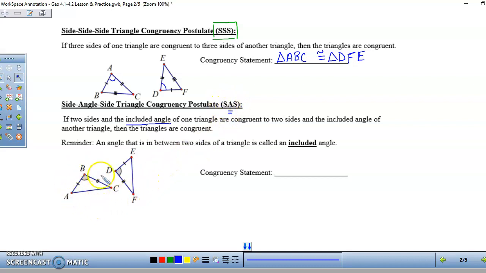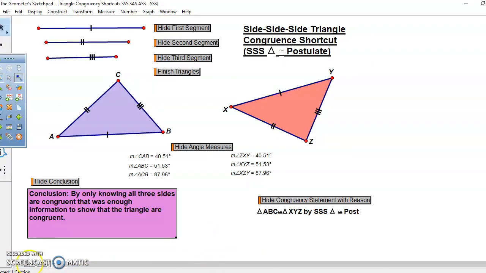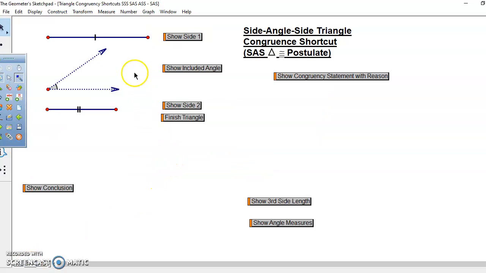So when I look at this picture here, the angle that's marked congruent is actually attached to both sides that are marked congruent. So it's side, angle, side. Side, angle, side. Okay, and again, that is the included angle. Now, if we look at our sketch again, there is one for side, angle, side as well.